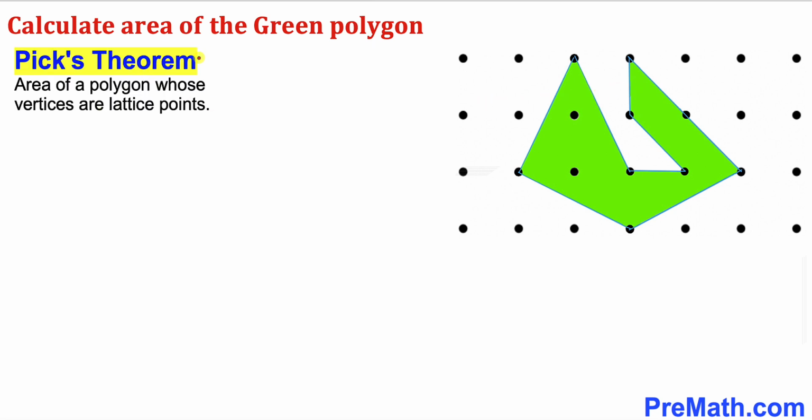And now let's recall Pick's theorem. According to this theorem, the area of a polygon whose vertices are lattice points, as you can see over here, all of these are lattice points. Therefore, we are going to use this formula. Area of this polygon is going to be equal to b divided by 2 plus I minus 1.